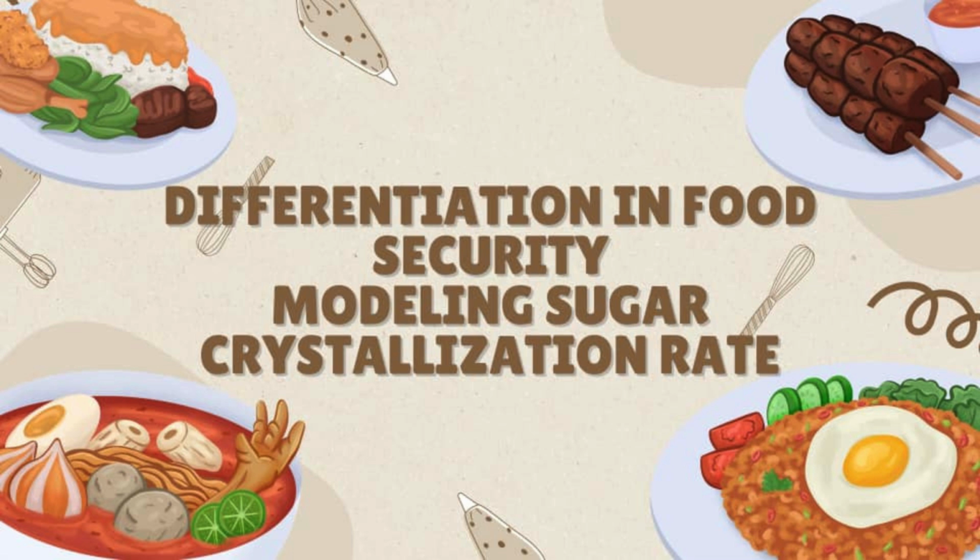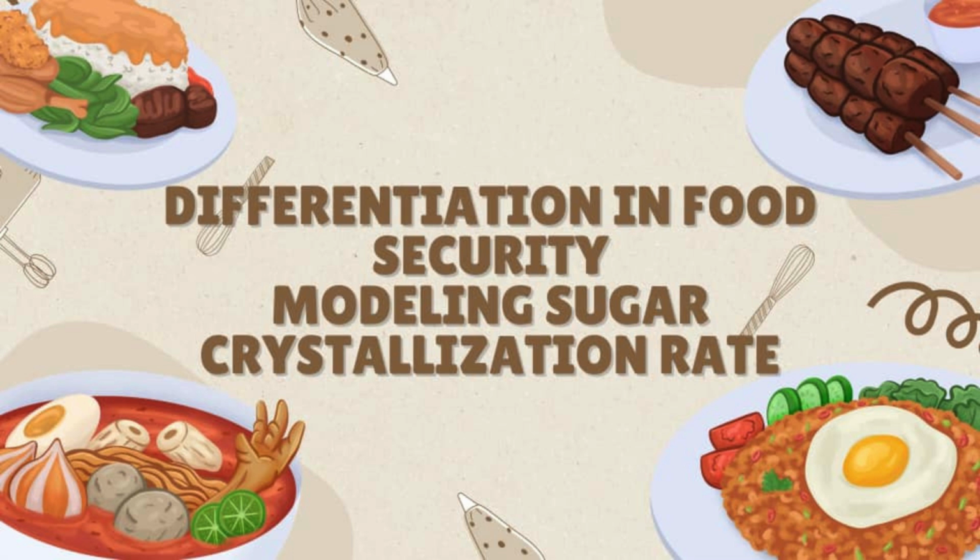Our source material digs into a very specific link here. It talks about using the mathematics of sugar crystallization, and specifically the concept of differentiation to model the rate sugar forms crystals. Exactly. Because when you think about food security, you're often thinking big picture: production, distribution, access. But the stability and quality of food after it's produced is also vital. For lots of food products, controlling sugar crystallization is just critical, for texture, shelf life, right?